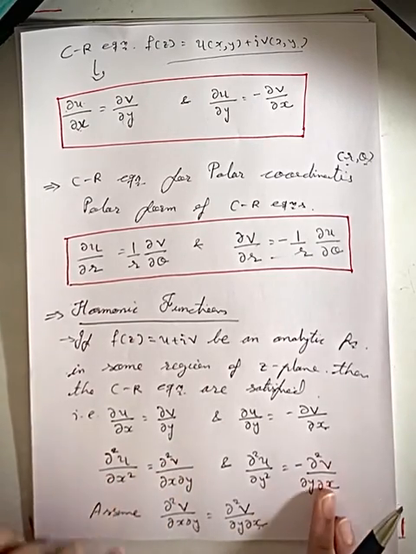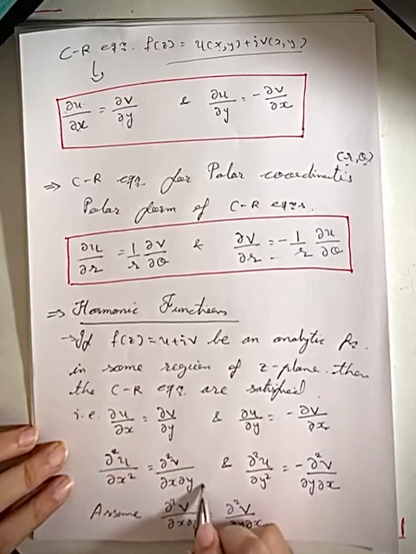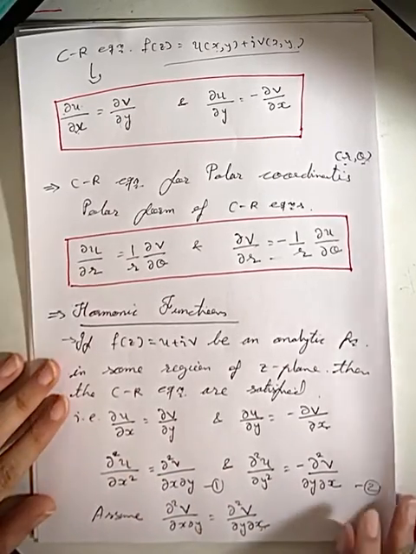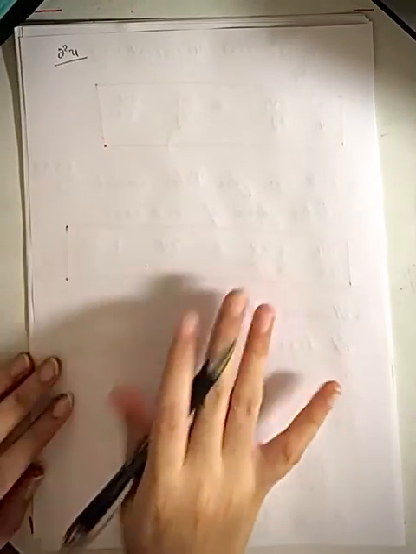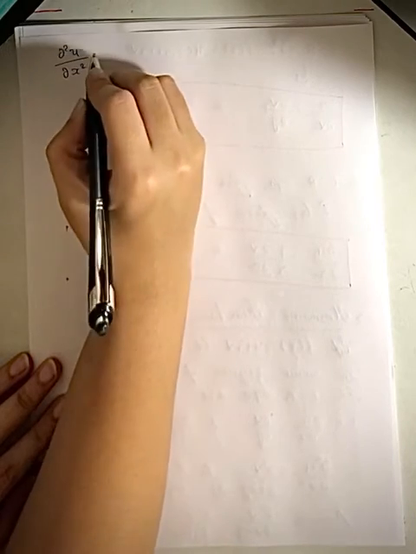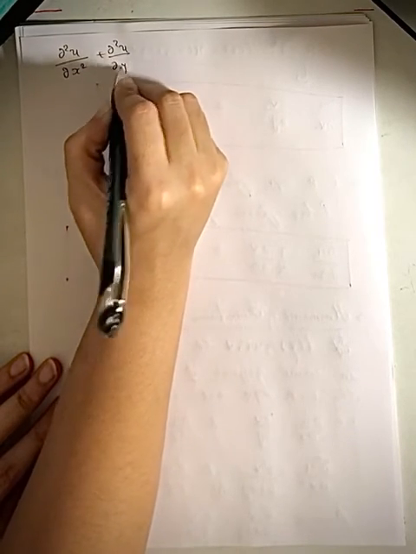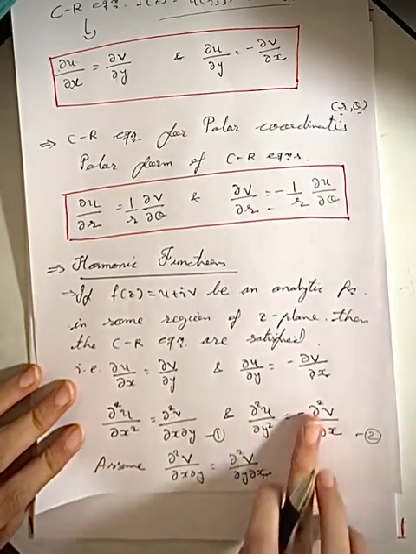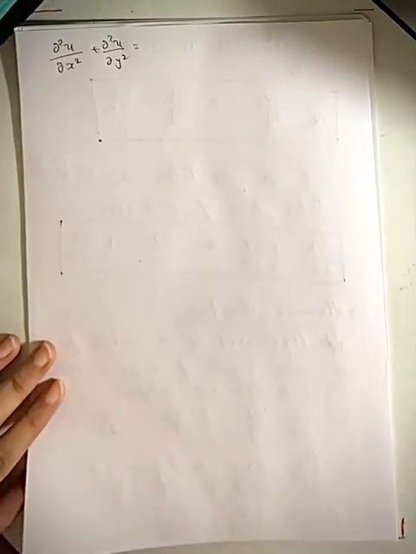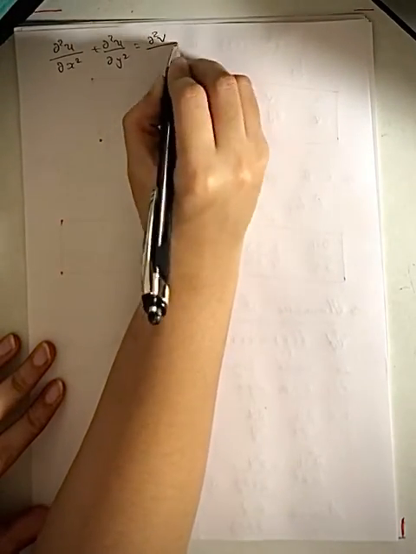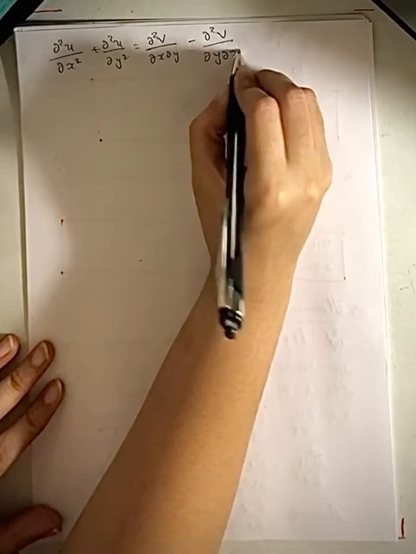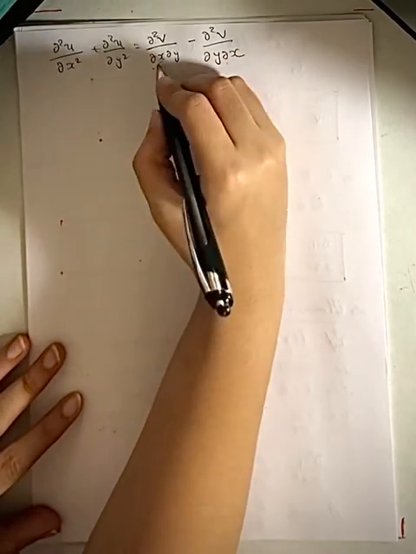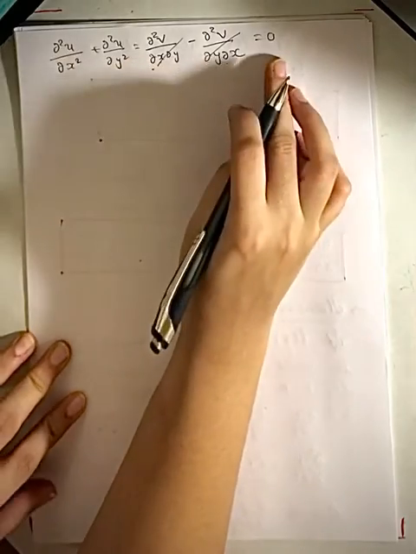If this is true, then you can say that in both these equations these terms are just equal. So if you add equation 1 and 2, we will have del square u by del x square plus del square u by del y square on one side, and on the other side we had this minus this, just the order is different. So we had del square v over del x del y minus del square v over del y del x, and we said that both of them are just equal. That means this will cancel out, and this will lead to 0.